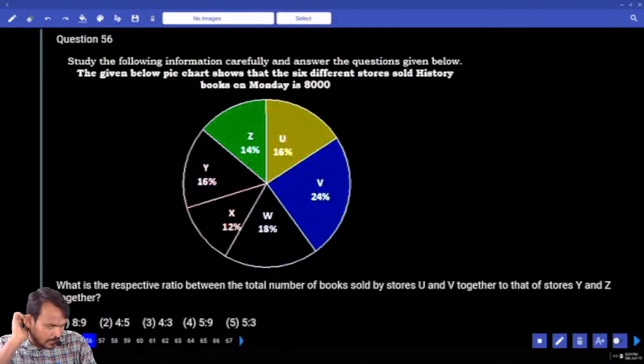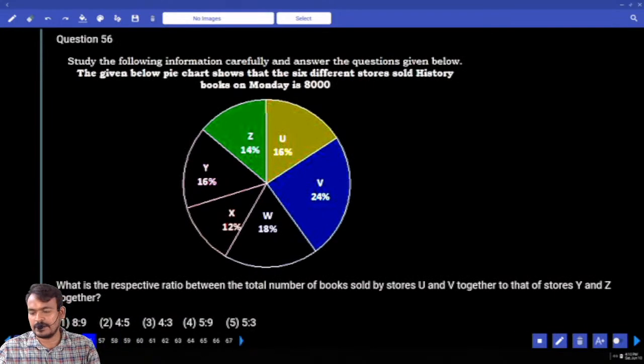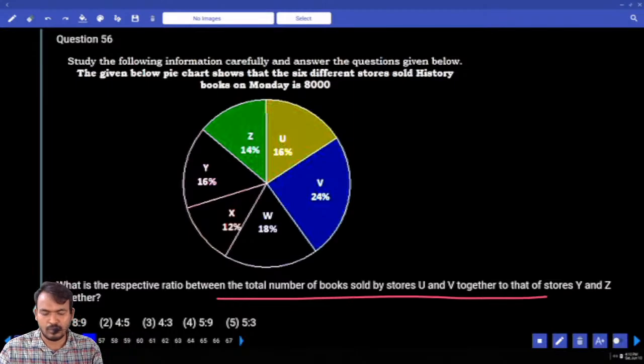Question number 56. Pie chart is given. Look at 56 once. The given below pie chart shows that 6 different stores sold history books on Monday, 8,000. All are given in percentage. What is the ratio of the total number of books sold by U and V together?